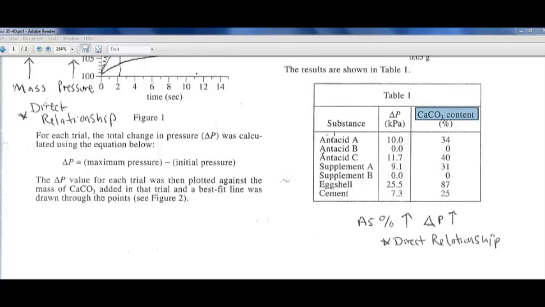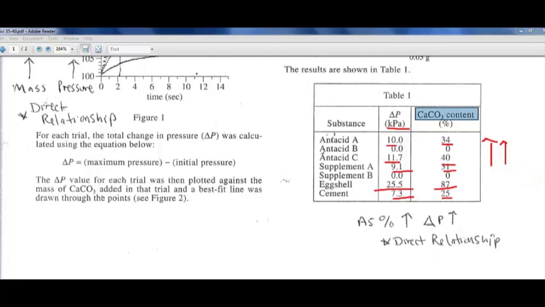If you look at your numbers here, we write our arrows in. That is a direct relationship. The higher the percent of CaCO3, the higher the delta P will be. We can test this out. 25 gives us 7.3. 31, we go up to 9. 34, we go up to 10. 40, we go up to 11. And 87, we go up to 25. It's a direct relationship here.